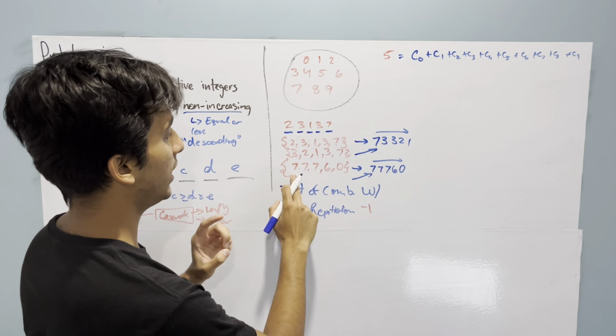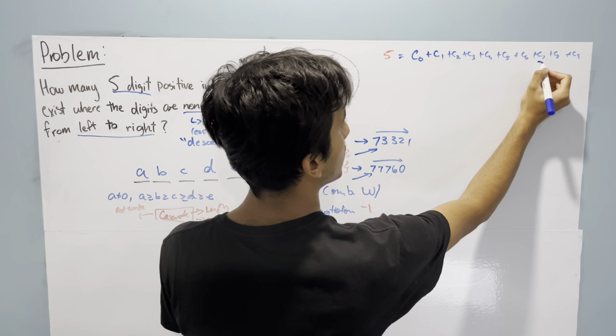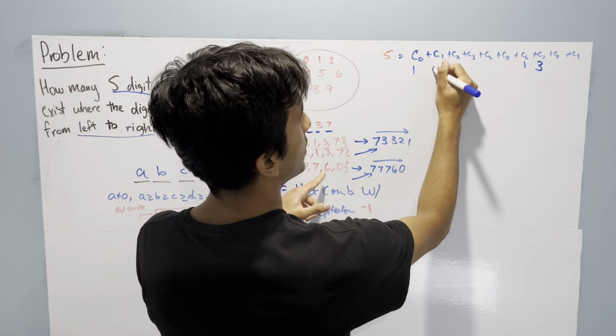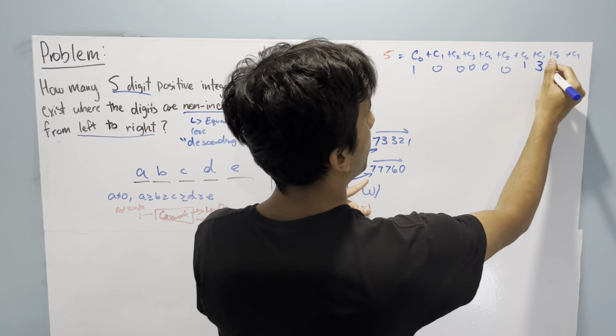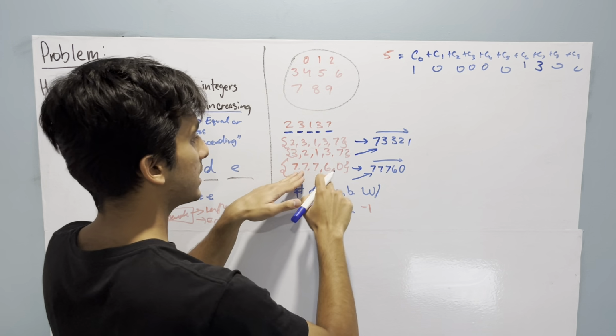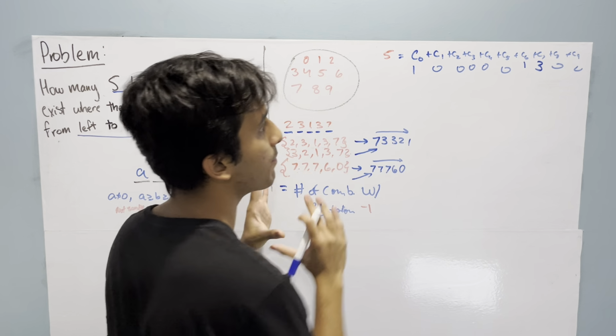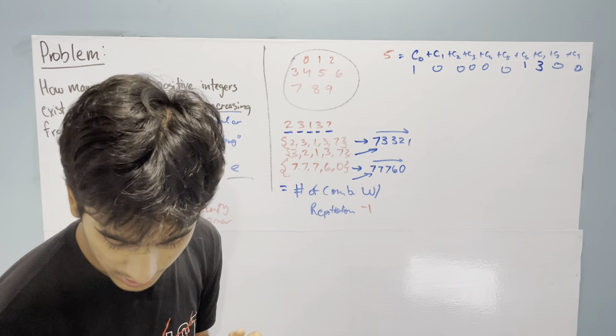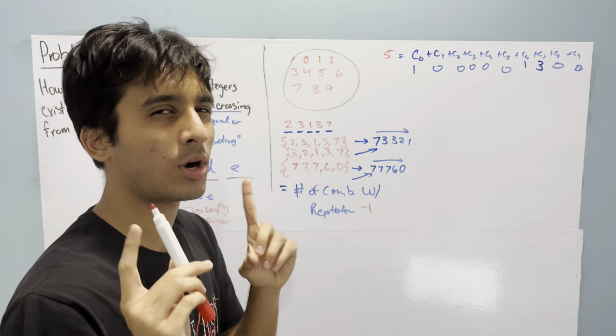I can map something, right? In here, the 7 appears 3 times. In here, the 6 appears once. And the 0 appears once. And the rest appear 0 times, right? That's the mapping from this to this. It's the same problem. How do we go about finding that? The way we go about finding that is we use something called the stars and bars probability method.